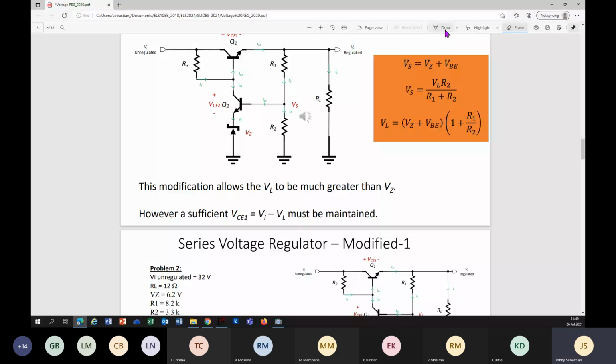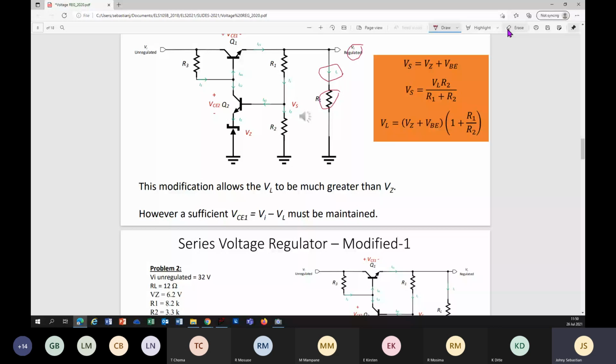Number one, we need to make an expression for VL. But at the same time, it's not that easy. If you know the value of IL and RL, IL times RL is VL. But that is not going to help you much.